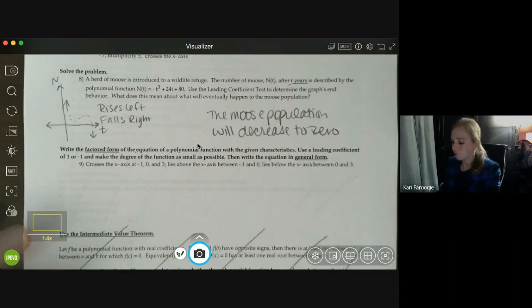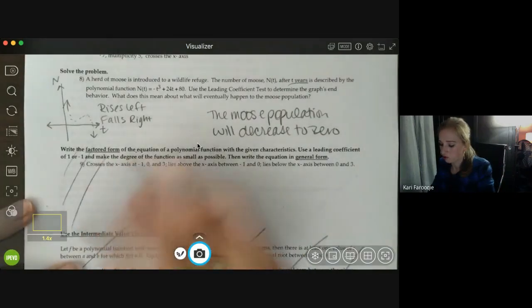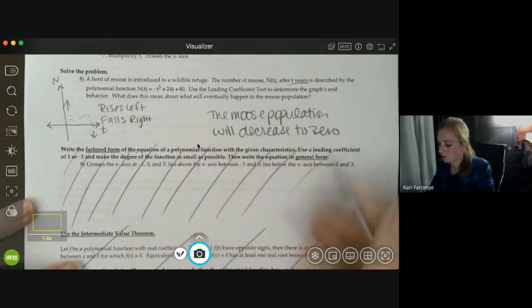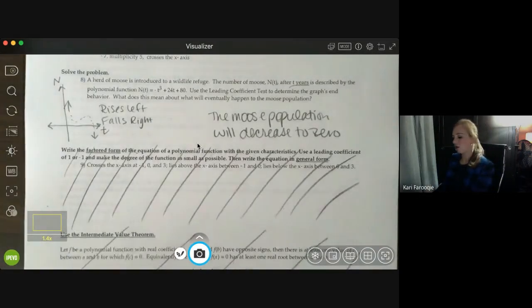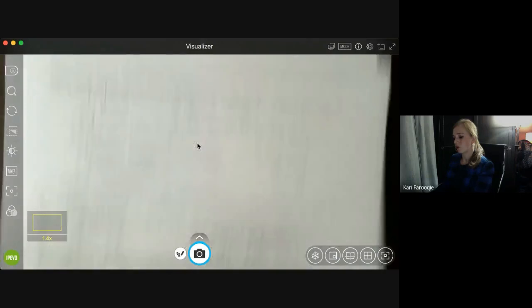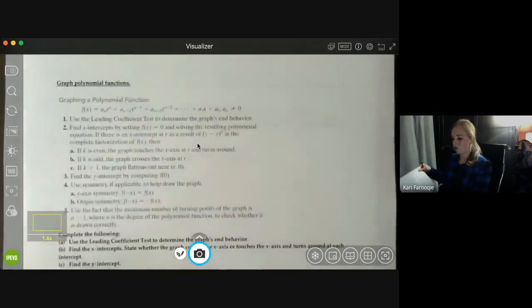I'm going to skip this one because I only had one homework question for you to do on it, and I don't really think it's worth spending time on the example to do one homework question. So I'll just take that off your homework. Because we need to talk about graphing.